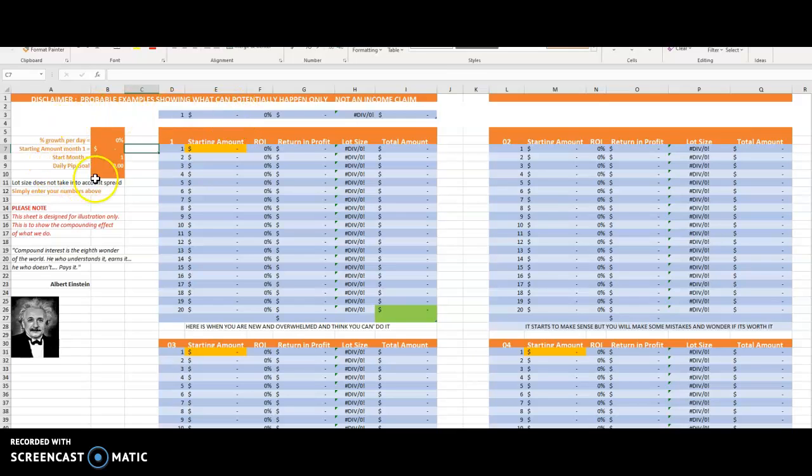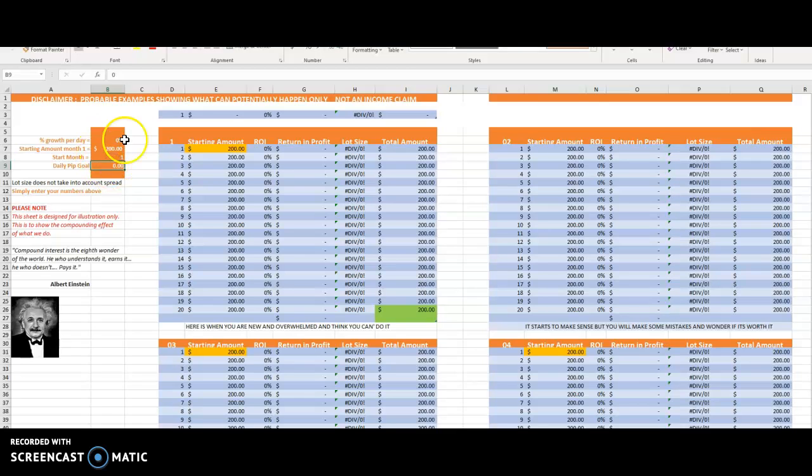So we're going to use this situation just as we all use it here. The growth, the percentage of growth per day. I'm going to go first here. Our start month here is number one, and this is where our starting amount goes. So let's go ahead with the starting amount, and I will do something that a lot of people do: 200. That's $200 US dollars. Then I'm going to set start month to 1, and my daily pip goal.